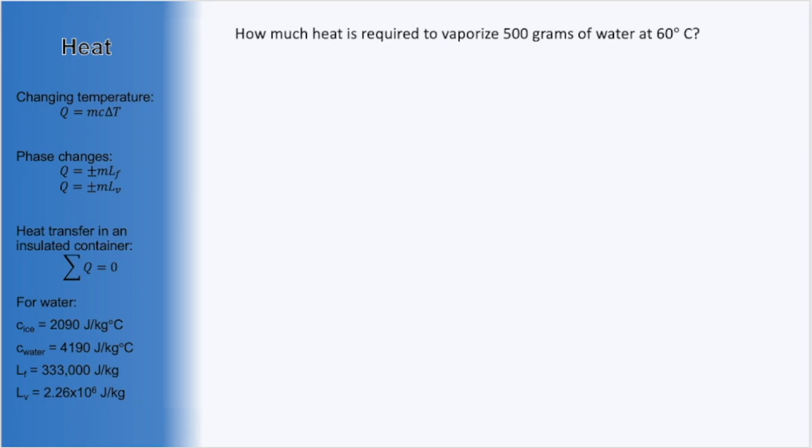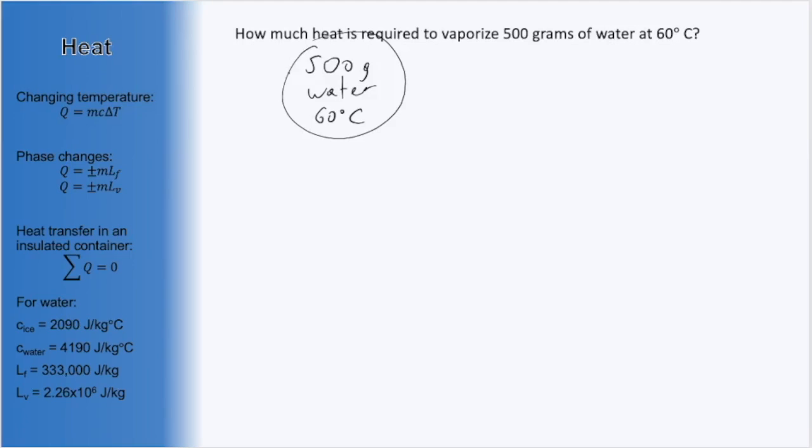This question asks, how much heat is required to vaporize 500 grams of water at 60 degrees Celsius? When it comes to heat problems, a method that I've found helpful to keep track of all the different heats that could be possible is to draw a web diagram that takes you from your starting point to your ending point. In this case, we are starting with 500 grams of water, which is at 60 degrees Celsius.